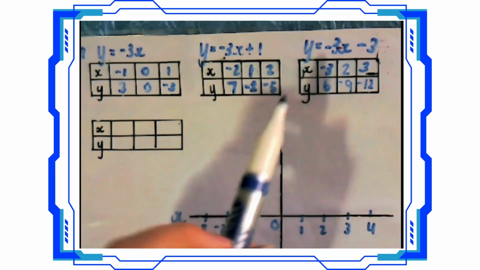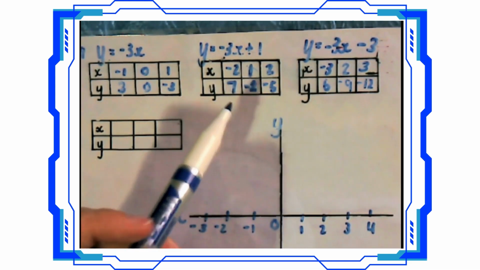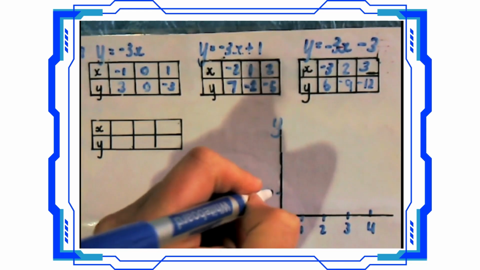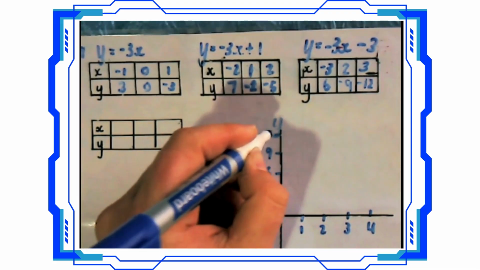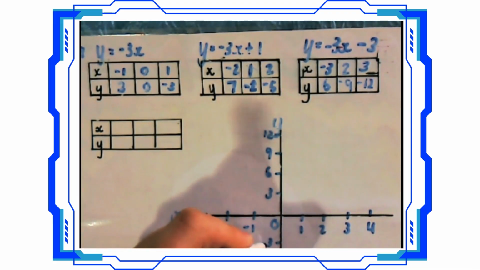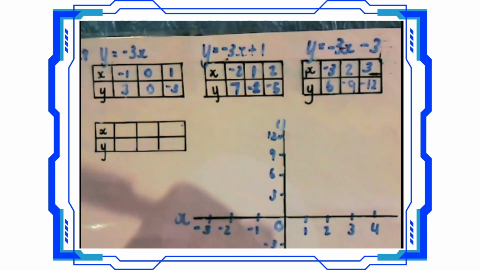Okay, then I'm looking at my y values. They are mostly in intervals of 3, except the -5 and the 7. So I'm going to divide into intervals of 3. Okay, so I'm going to start with the first one.